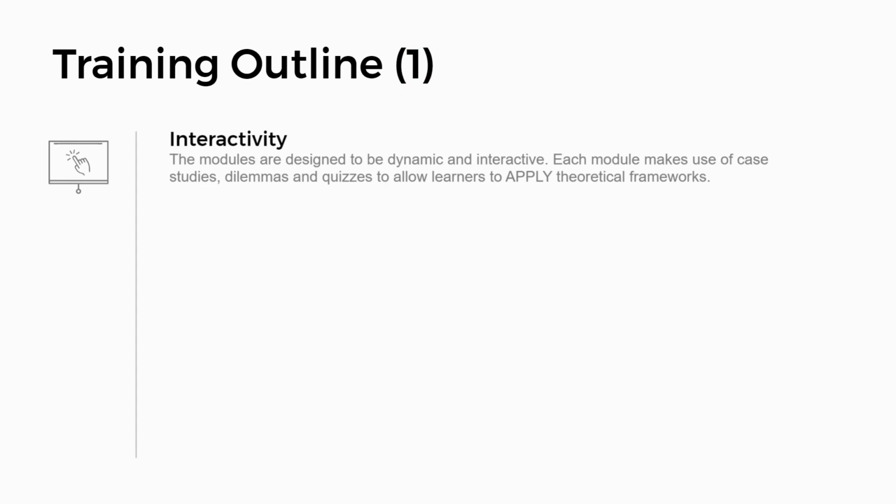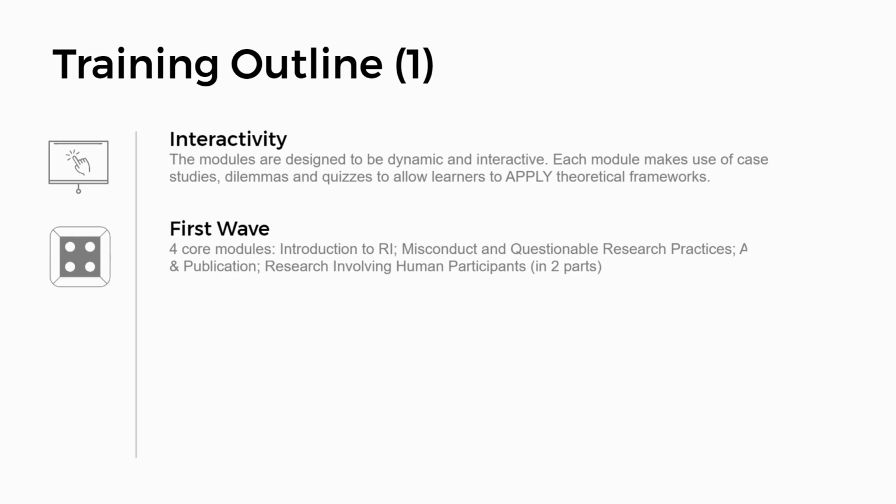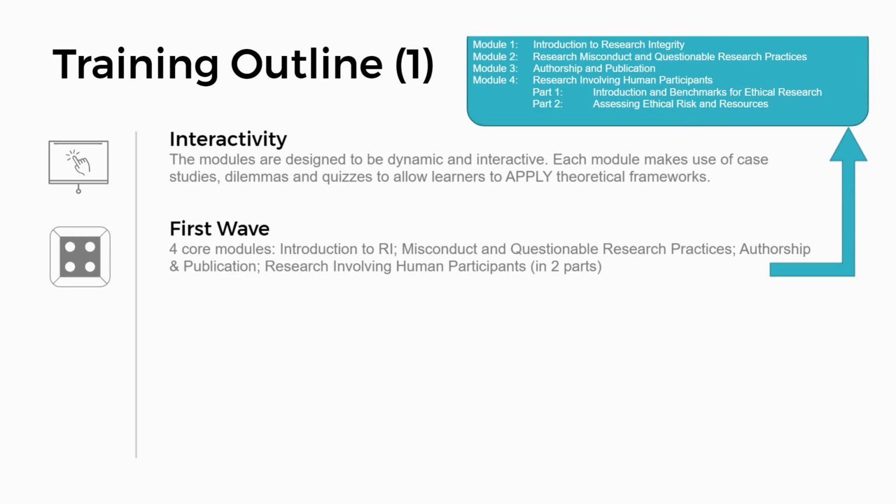We have tried to make the training modules as interactive as possible. They are designed to be dynamic. Each module makes use of case studies, dilemmas, and quizzes to allow learners to apply theoretical frameworks. Our first wave of 4 core modules consists of Introduction to Research Integrity, Research Misconduct and Questionable Research Practices, Authorship and Publication, and Research Involving Human Participants, which comes in 2 parts.